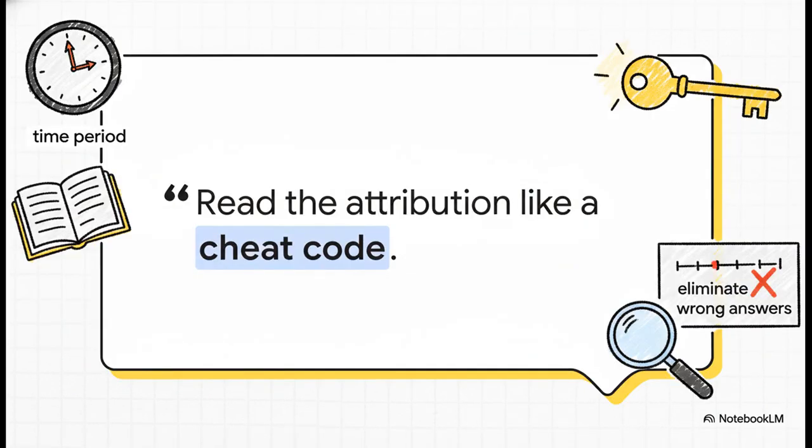Let's just zoom in on that second step for a second. Seriously, think of the attribution as a cheat code. That one little line gives you the author, the date, and the context. And that information alone is often enough to knock out one or two answer choices that are from, like, the wrong century, all before you've even read a single word of the main text.